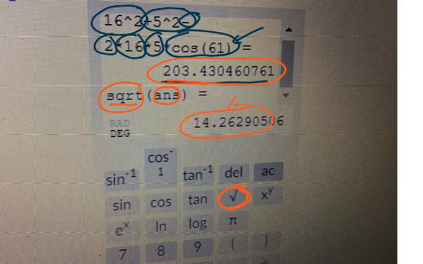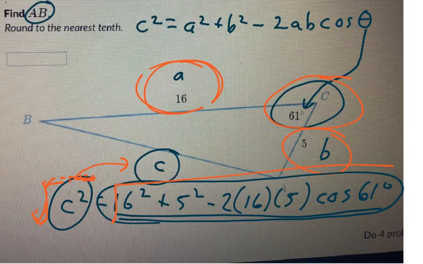But anyways, the square root is 14.26. I believe they want us to round off to the nearest tenth. Let's verify that. Nearest tenth. So I'm going to type in 14.3. I'm going to click check. I'm going to get it right. All right. So now what?